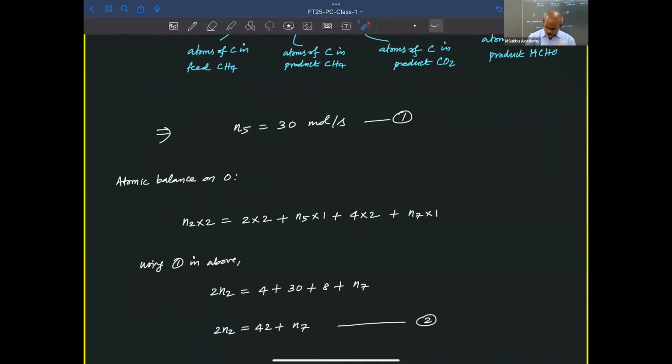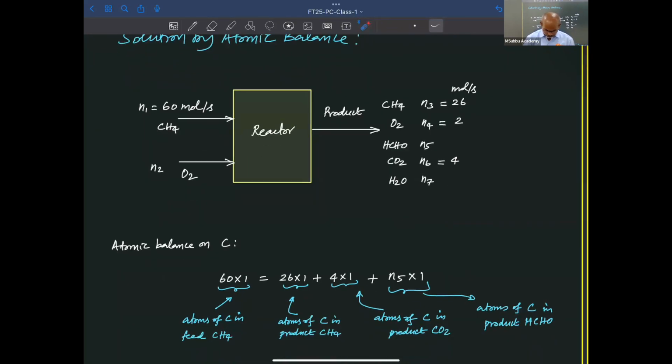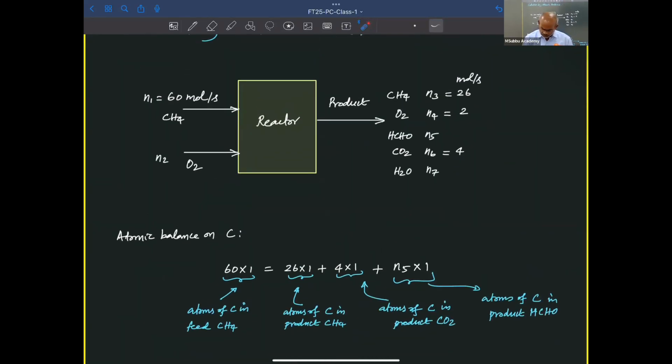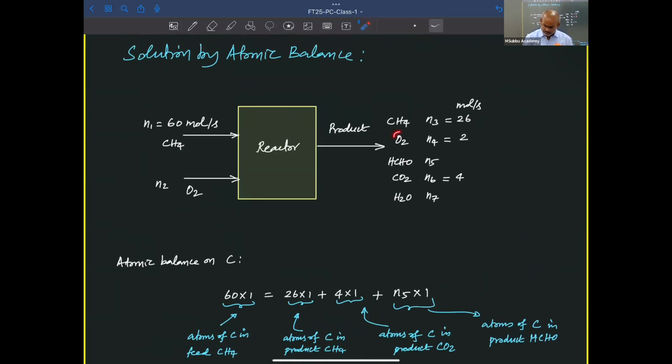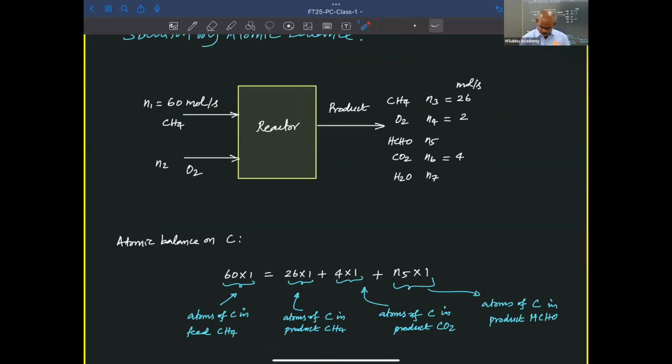So 2 into 2, what is that? Yeah, balance on O. This is 2 multiplied by 2 moles of N4 available, and 1 N4 has 2 atoms. So that's why it is 2 into 2. Like that for N5, which is simply 1.